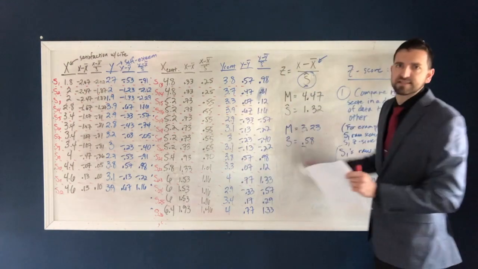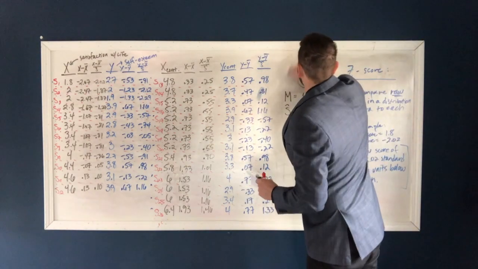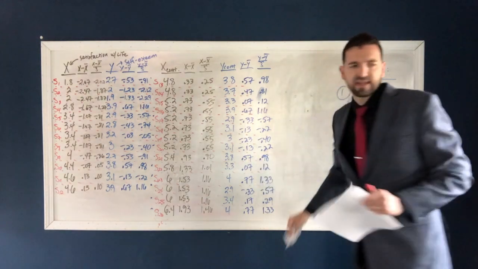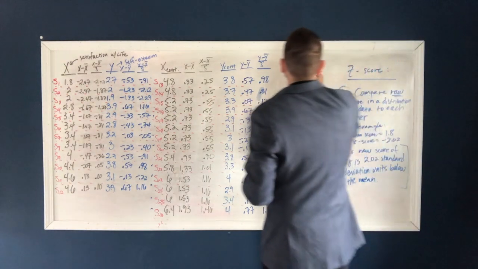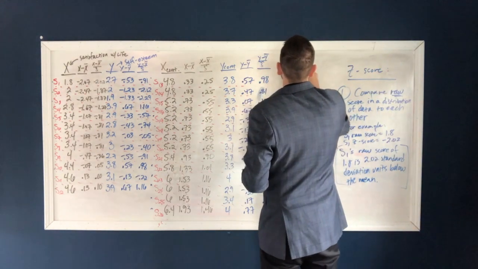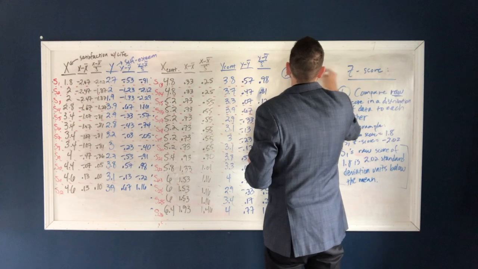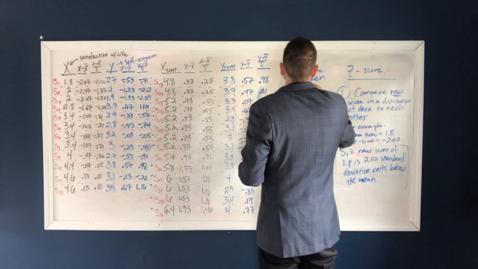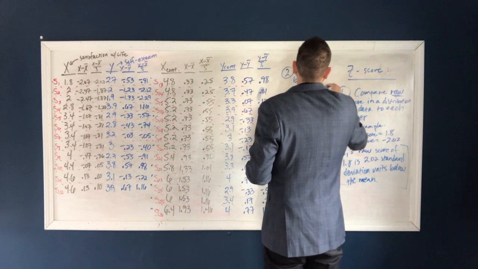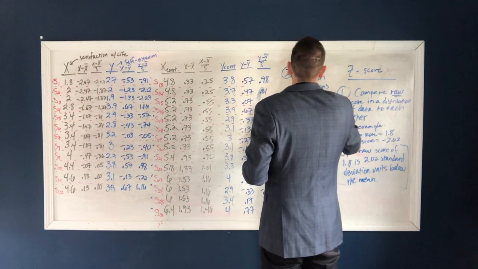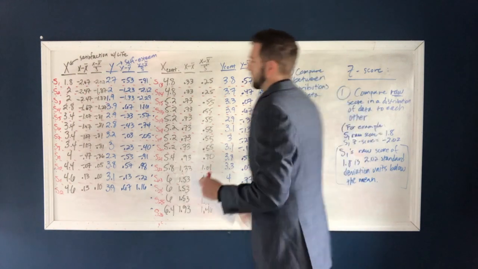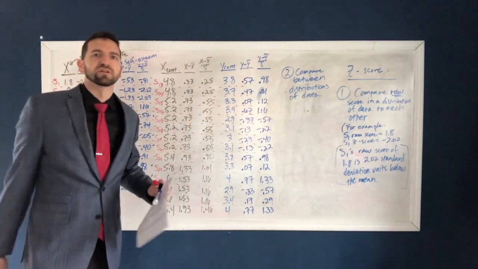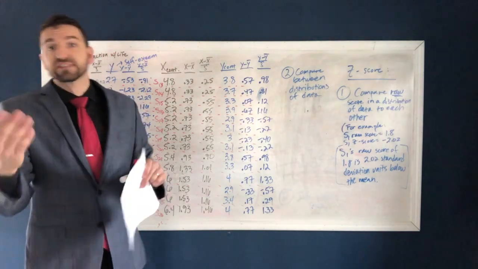I'm going to erase this because I need some board space. The second cool thing we could do with z-scores is we can compare between distributions of data. Well, that means we can compare someone's satisfaction with life score to their self-esteem score.